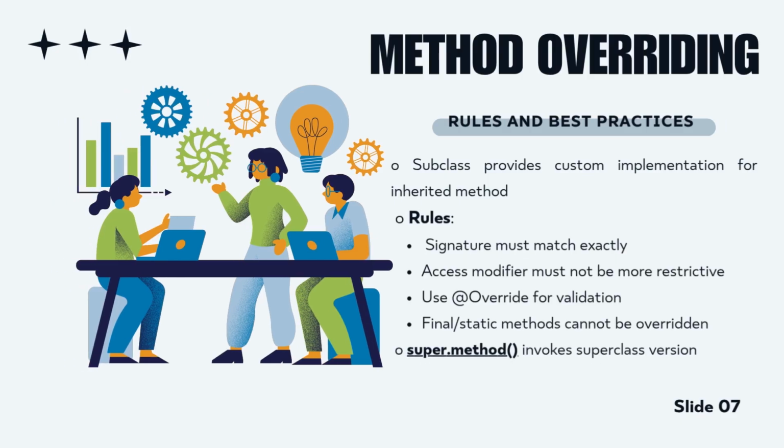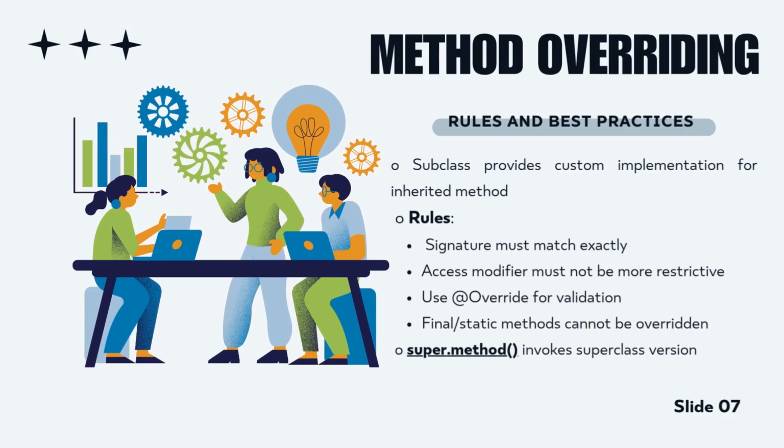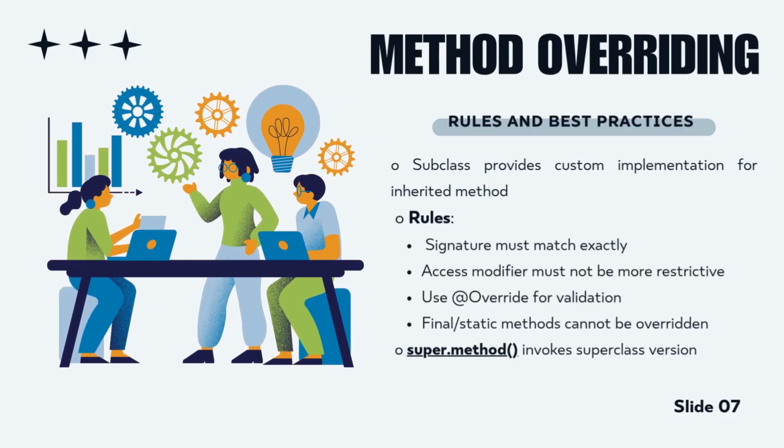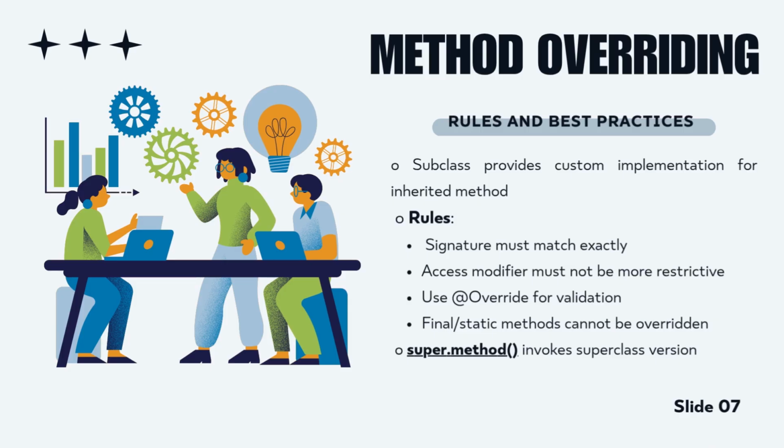The method signature, name, parameters, and return type must be an exact match, and the access modifier must not be more restrictive. You should always use the @Override annotation to ensure you're overriding correctly. Also, remember that static or final methods cannot be overridden.